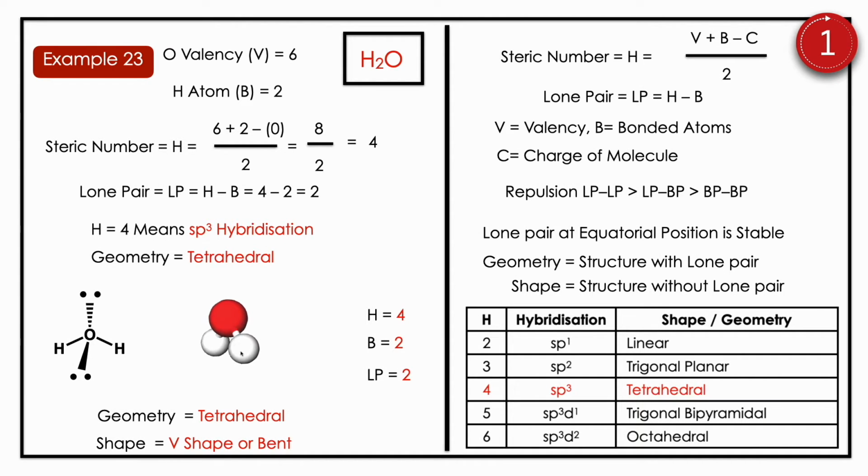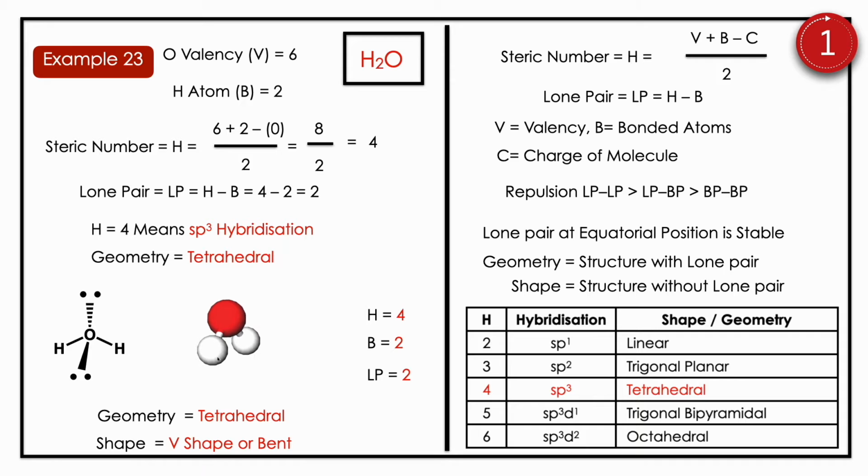Then water. Everybody knows the shape of water, but let us apply our formula. Here oxygen is the central metal atom, valency is 6, hydrogen is the bonded atom, which is 2. If you apply in the steric number, H equals 6 plus 2 minus 0 by 2, meaning 8 by 2 gives 4. Lone pair will be H minus B, which is 4 minus 2 gives 2. H4 means sp3 hybridization, but you have two lone pairs in the system.